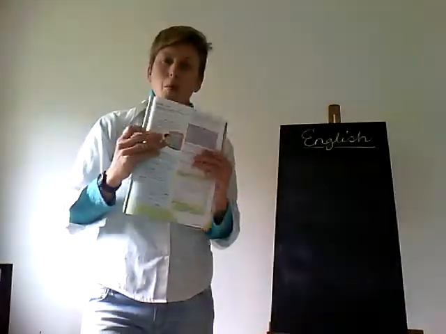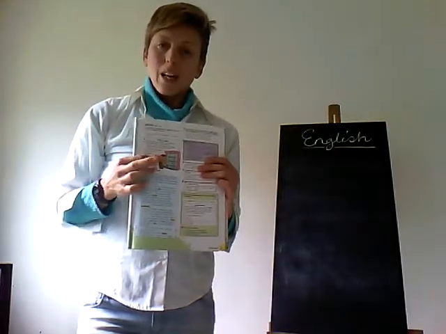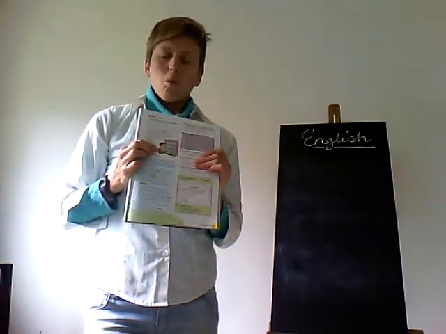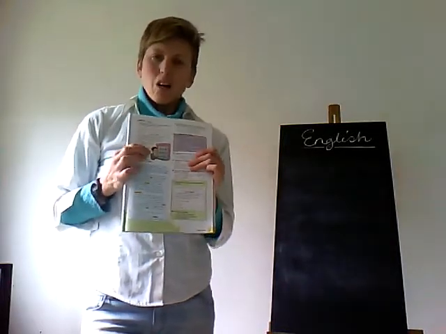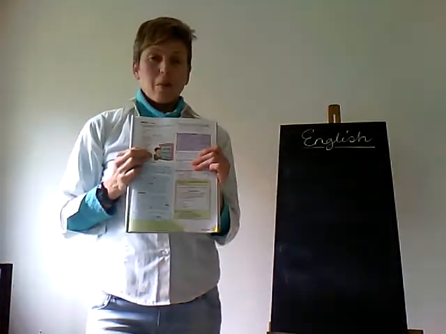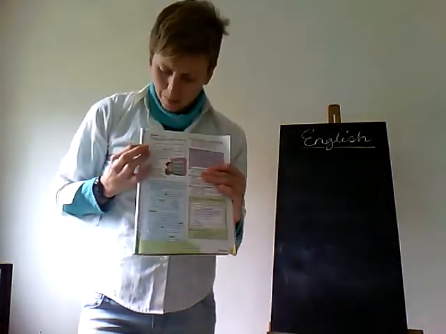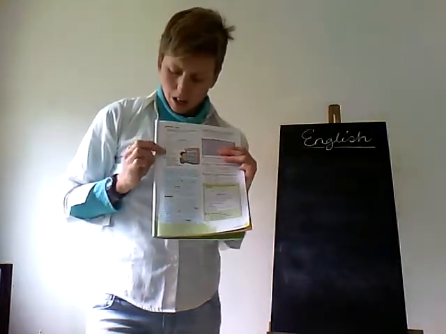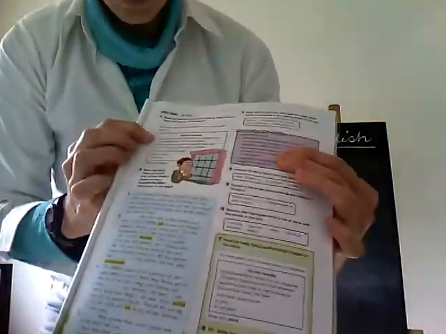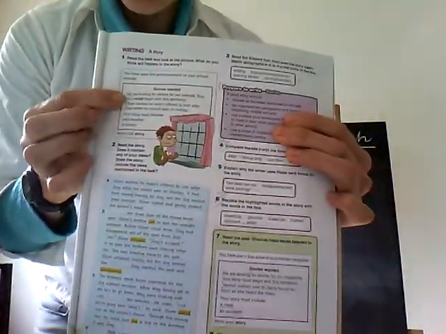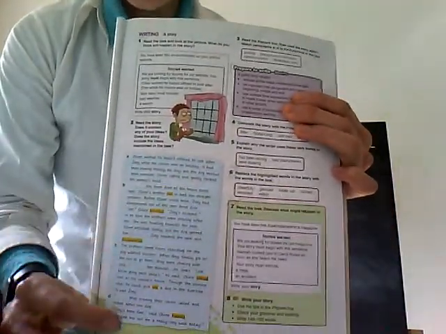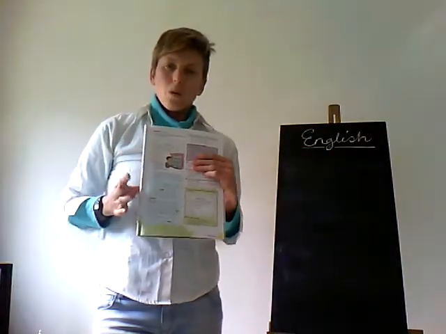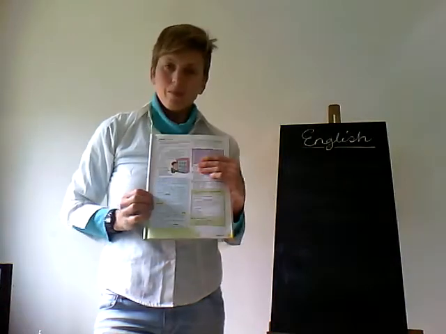Okay, so all number 1 is asking you to do is to look at the picture. Think of some ideas of what might happen in the story from the picture. That's all it's asking, but also read through the text in the little purple box, because this is what this story is written from. So you need to be familiar with what this story is written from.